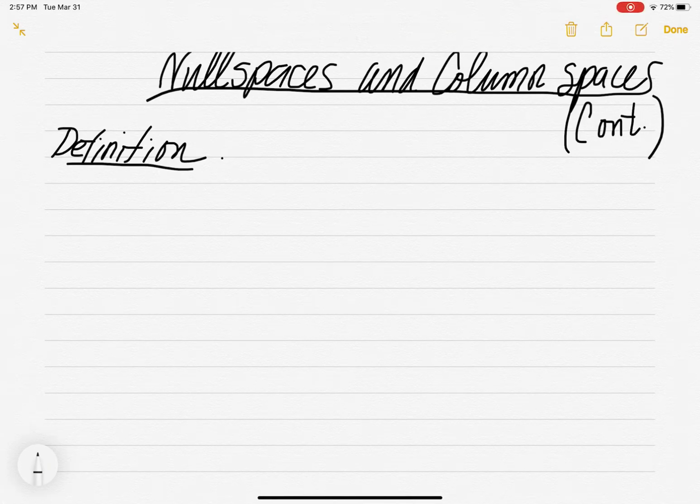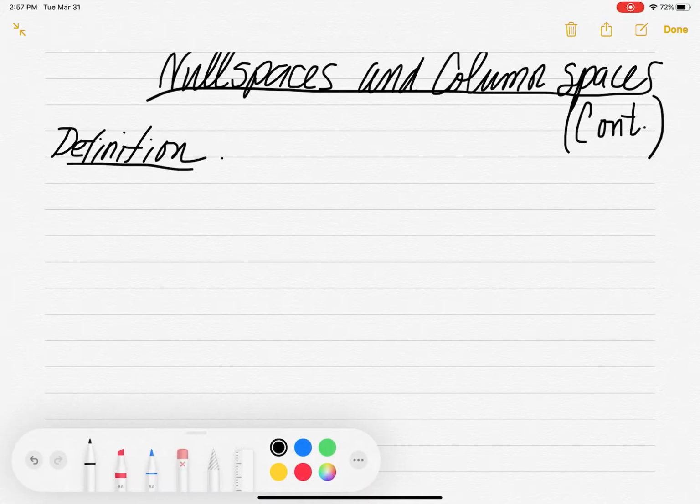So recently we looked at subspaces. In particular, we looked at null spaces. We said a null space is basically all the solutions to the homogeneous equation AX equals 0. We're going to go into column spaces next. What is the definition of a column space?